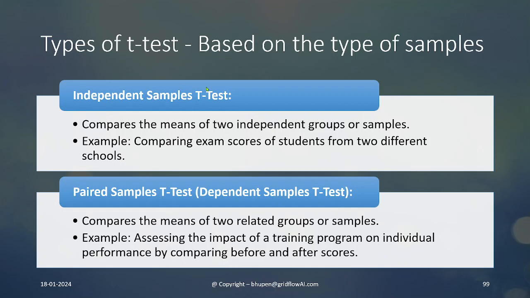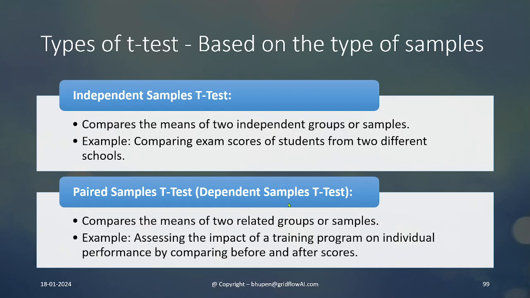Now, an important criterion that you need to consider is also the type of samples that we use in the t-test. For example, the first one is the independent sample t-test, which means you are drawing the samples from independent pools of samples or populations. For example, it would be scores of students from two different schools, which are different pools altogether. So that's called an independent sample t-test. Whereas the paired sample t-test is dependent.